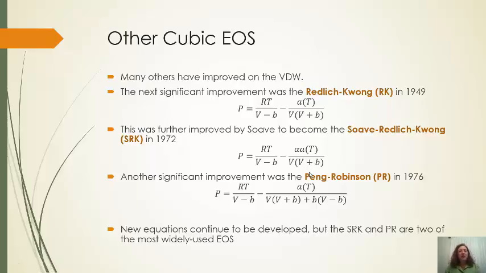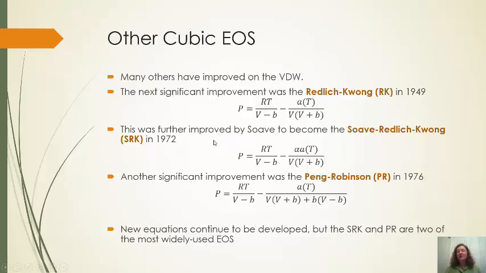Now, let's talk about other cubic equations of state. A lot of people have taken van der Waals' root idea and improved on that. So the next really major improvement that people ran with was the Redlich-Kwong equation in 1949, and it looks something like this. Basically, instead of just saying A over V squared, they said, first of all, A should vary with temperature. That attraction varies with temperature. And instead of V squared, that size parameter really has a role, and so this is the way they included it.